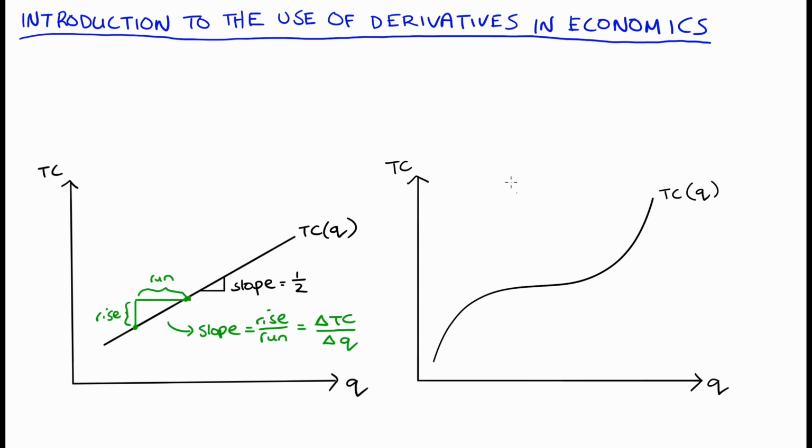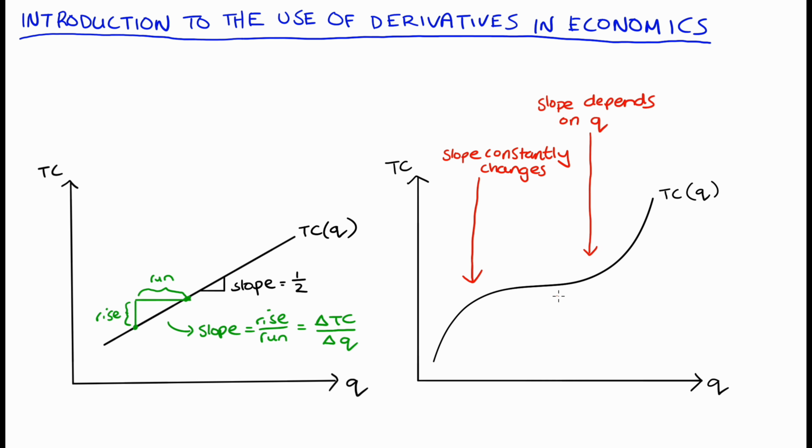Now, the slope of the function here changes for different values of q. We would say that the slope will depend on what value of q we are at. You can see that it starts off quite steep and then gets flat and then gets steeper again. And so the slope of the function at q1 will be different from the slope of the function at q2, and in fact for all points here that would correspond to a different slope value. And this is where our calculus comes in.